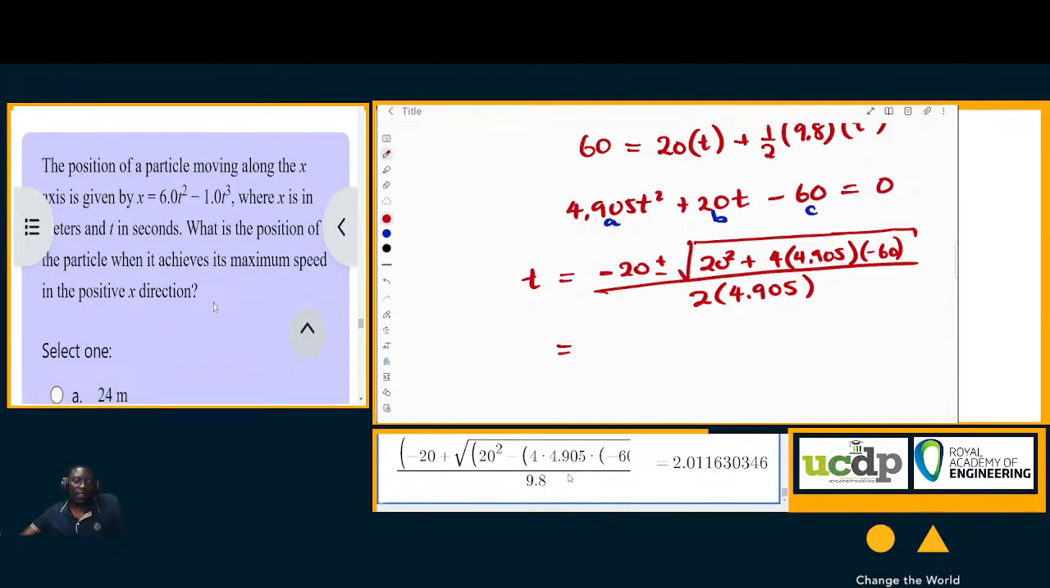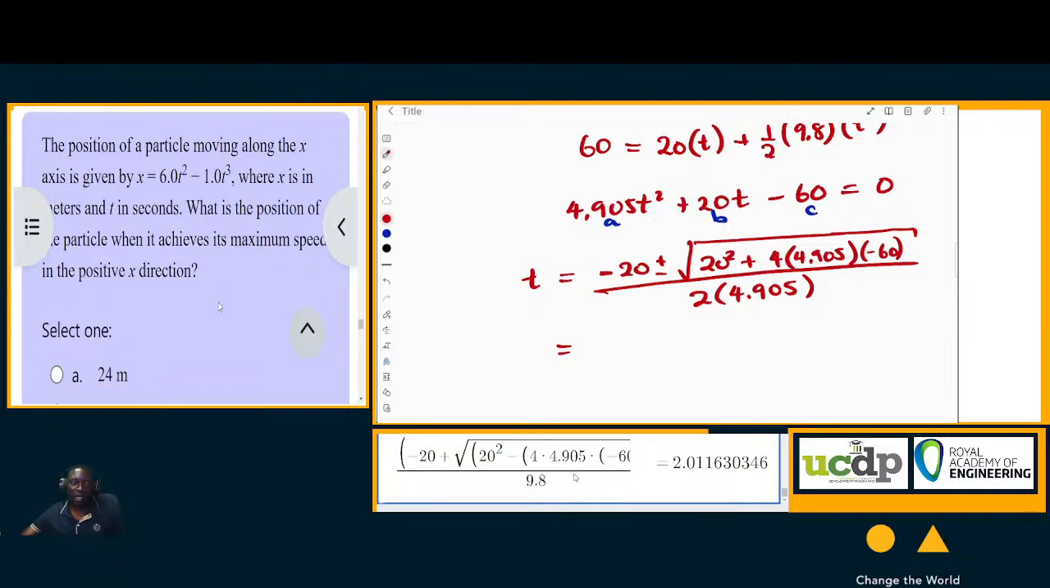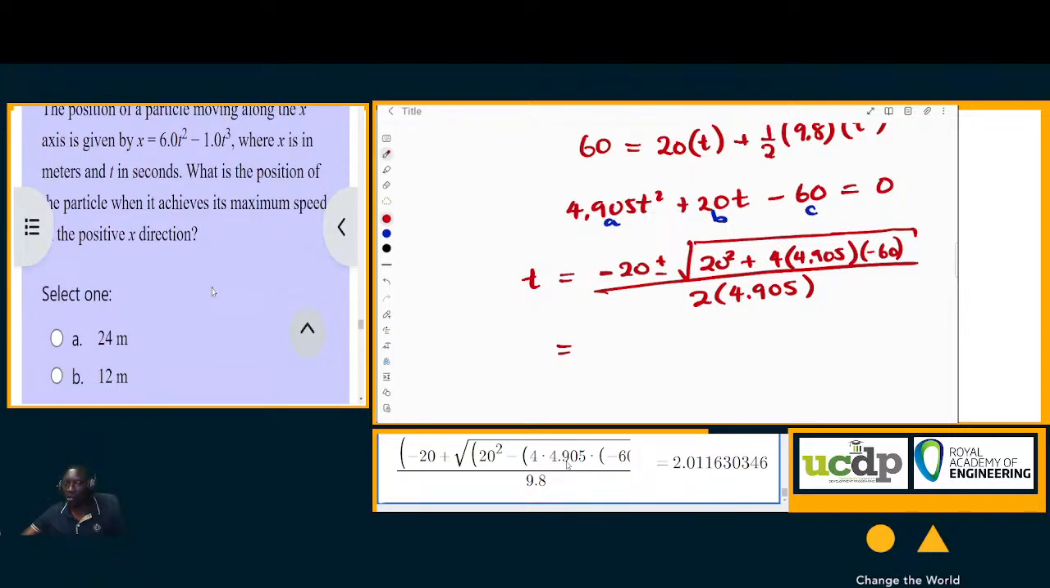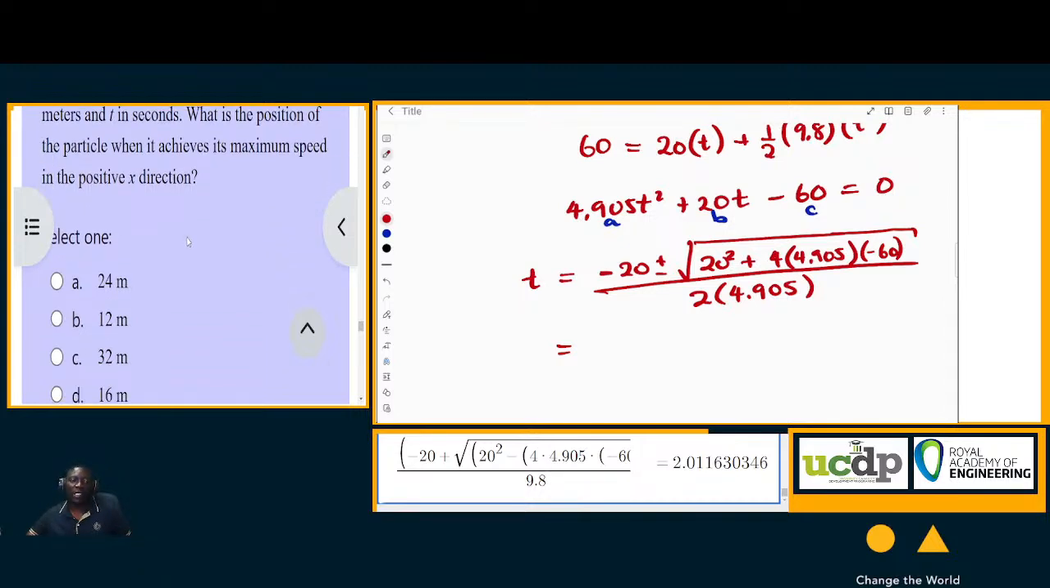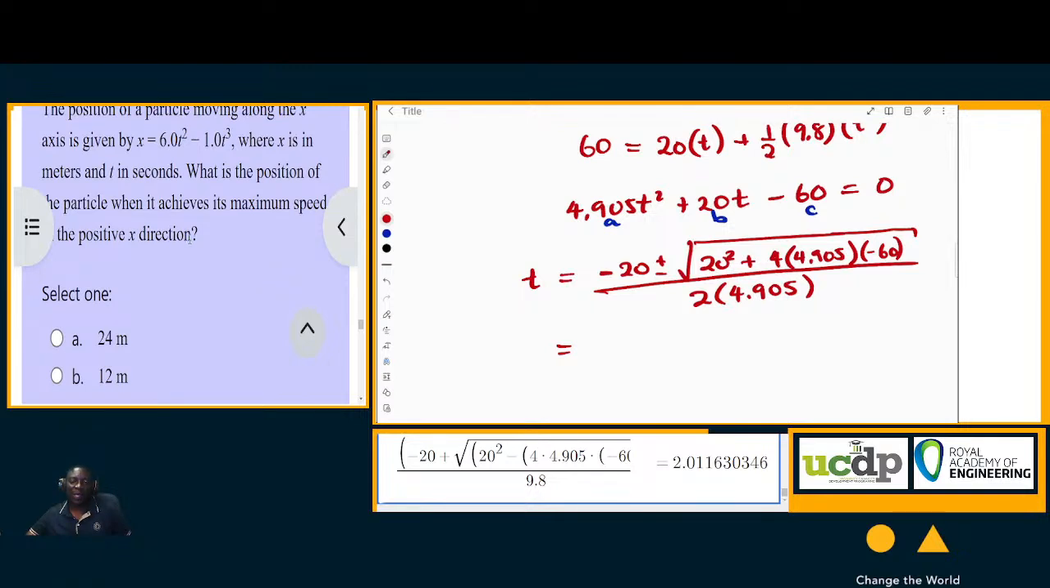Okay, question 13. I'm not gonna guide you through this one. Let's see how you guys can independently solve it. The position of a particle moving along the x-axis is given by x is equal to 6.0 t squared minus 1.0 t cubed, where x is in meters and t in seconds. What is the position of the particle when it achieves its maximum speed in the positive x direction? Maximum speed, positive x direction.